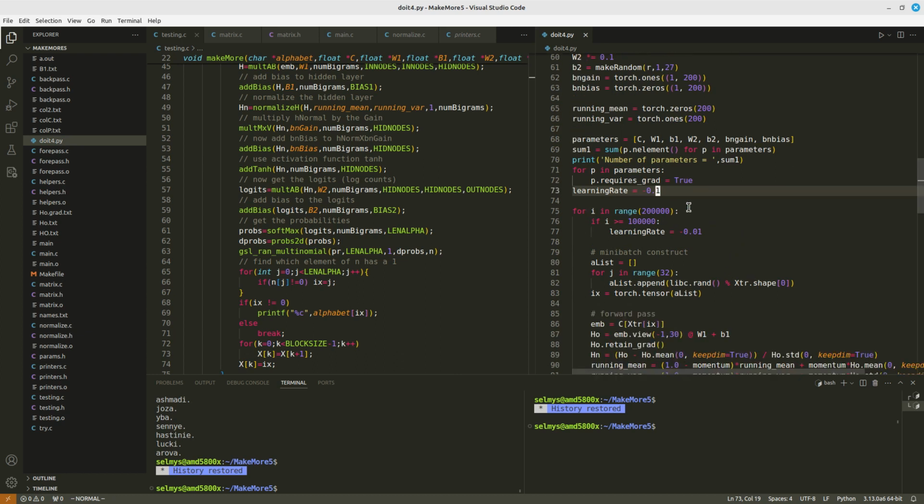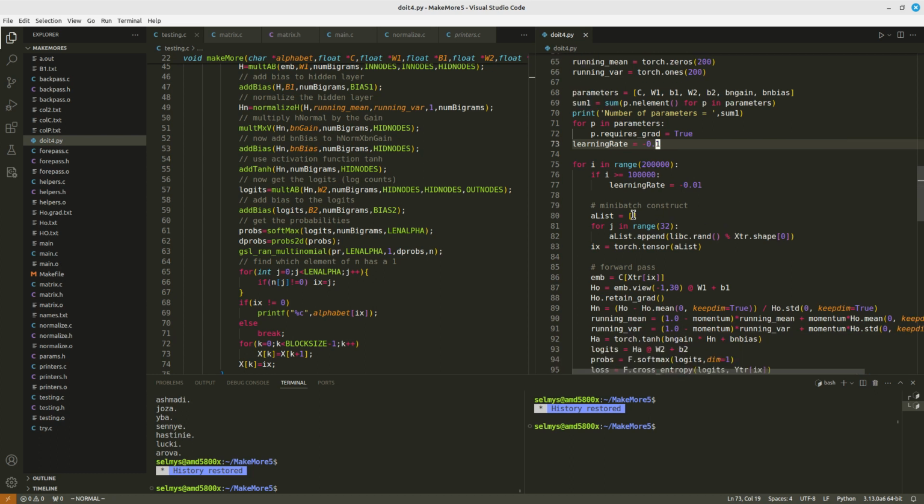We're going to do 200,000 iterations here. We're going to change our learning rate halfway through. We're going to decrease it by a factor of 10. And the first thing we do is we get a mini batch. So we're going to get 32 bigrams here. And again, I'm using the random number generator from the C library to do this.